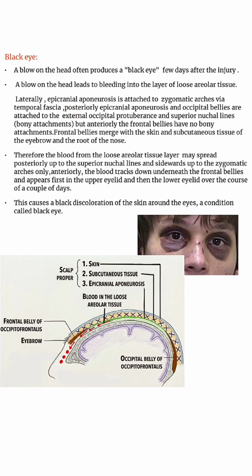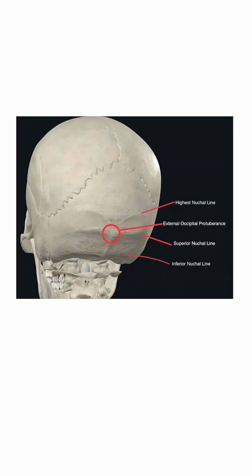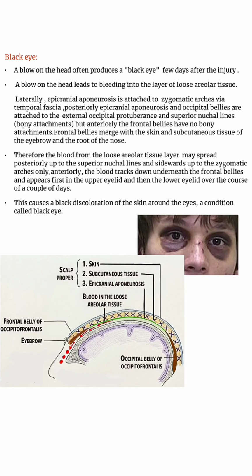Posteriorly, the epicranial aponeurosis and occipital bellies are attached to external occipital protuberance and superior nuchal lines. So laterally and posteriorly they are attached to the bones, but anteriorly the frontal bellies have no bony attachments.